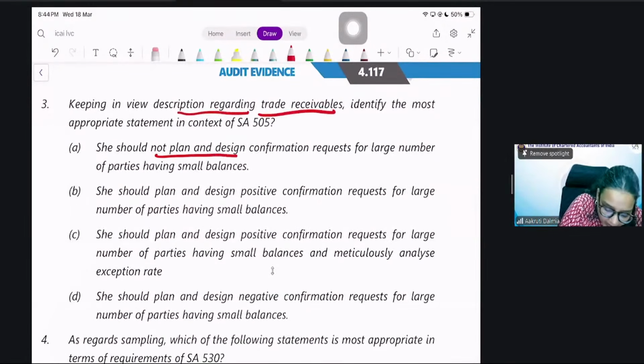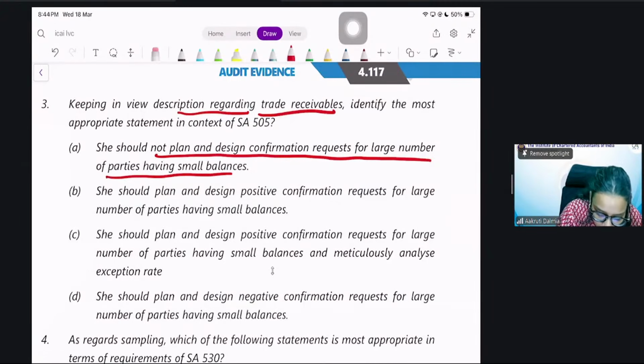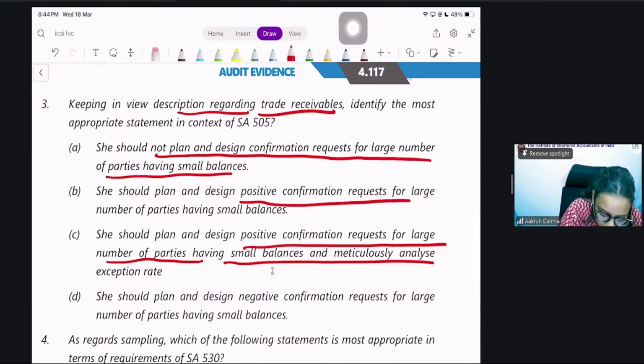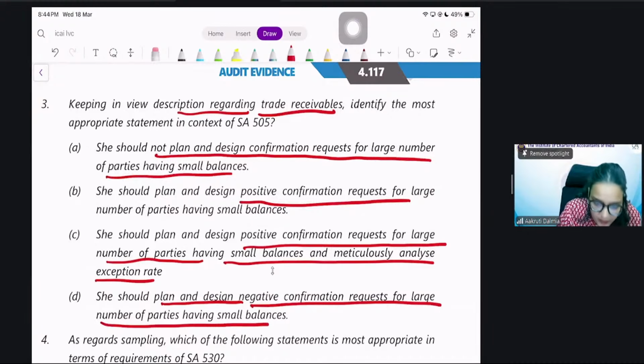She should not plan and design confirmation requests for large number of small parties having balance. She should plan and design positive confirmation request. She should plan and design positive confirmation requests for large number of parties having small balances and meticulously analyze. She should plan and design negative confirmation requests for large number of parties having small balance. Now, which one is the correct answer? When there is large number of small balances, what request do we need to give? D. Now, finally, all of you are correct. Not even one wrong answer.